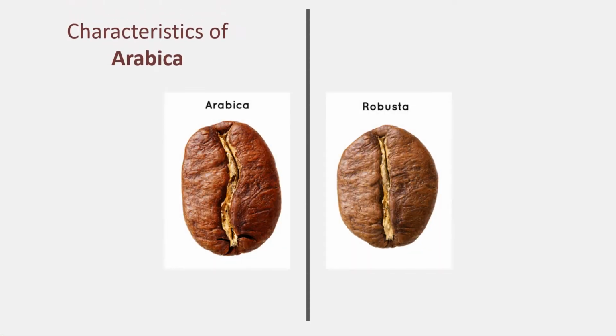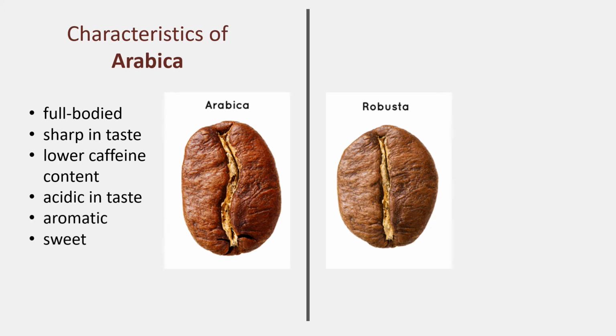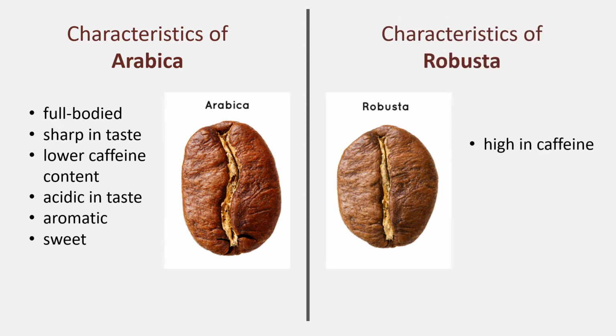Arabica coffee is full-bodied, sharp in taste, lower caffeine content, acidic in taste, aromatic, and sweet. The specific characteristic of each blend will differ immensely due to the country of origin, environmental elements, roasting techniques, and other preparation methods. Characteristics of Robusta are high in caffeine, strong character, and chocolatey.